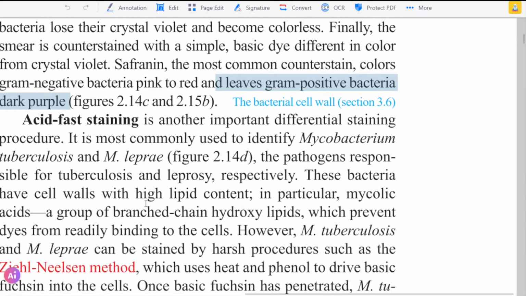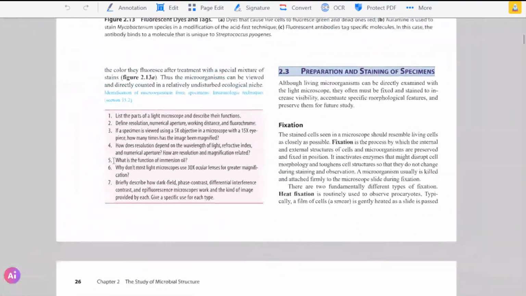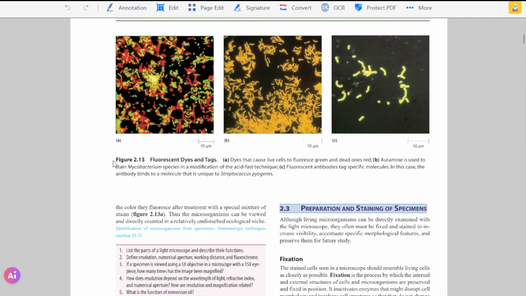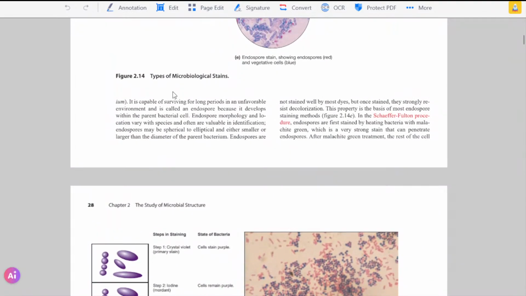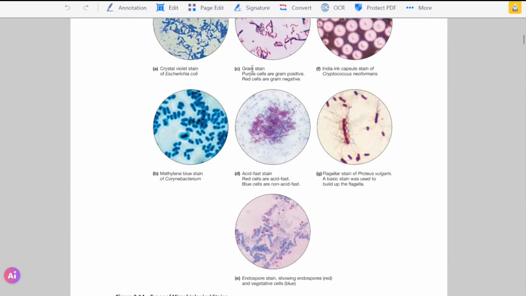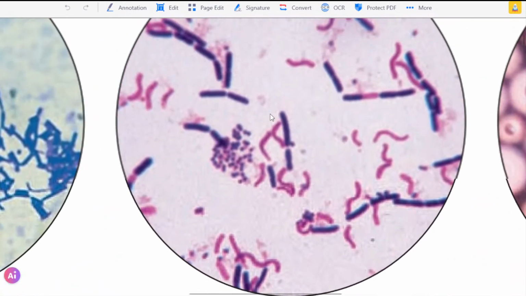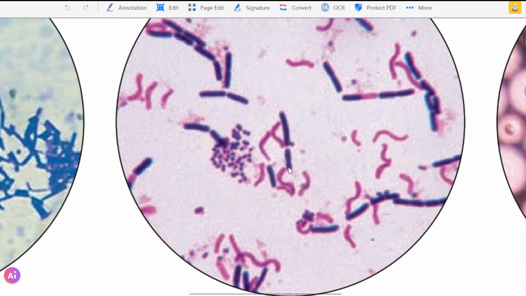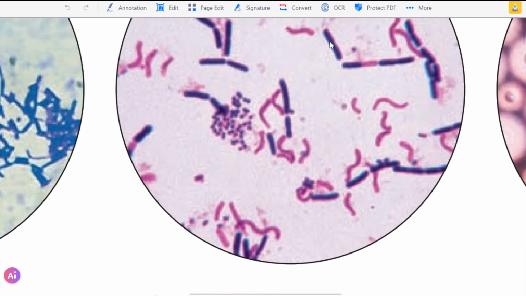So again, they said that figures 2.14c and 2.15b, 2.14c. So this is 1.3, 2.13, this is 2.14. Here are the gram stains. Look at this. The purple bacilli are gram positive, and this is the crystal violet color, while these ones, the gram negative, are in pink color. They call it red, but to my eyes it looks like a pink colony, right?